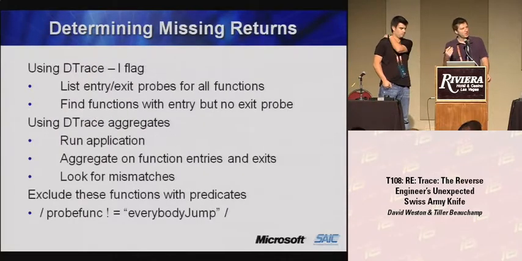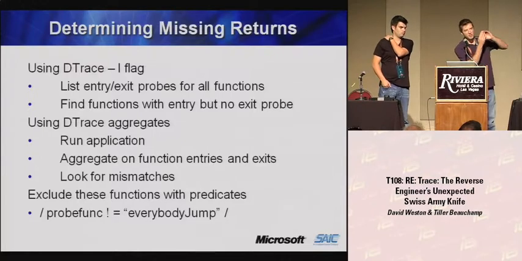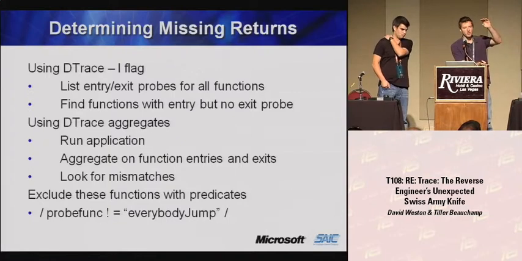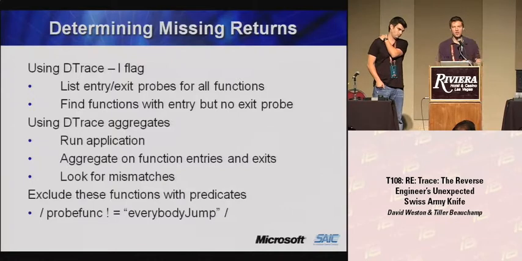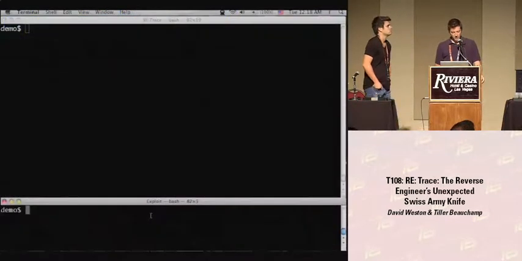Our basic way to determine which functions can't be traced in this way is to say, show me the entry points for all the functions that you know about, and show me the return points. And then we look for mismatches, right? Because some will be in one list and not the other. We just exclude those functions with predicates. So let's take a look at how this works.